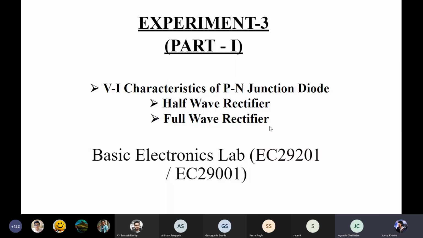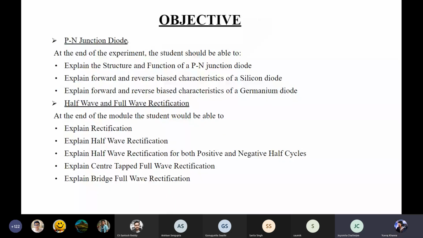Please change the slide. Yeah, tell me. I think there's a small lag here. Okay, no problem.